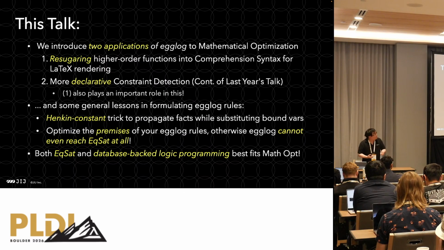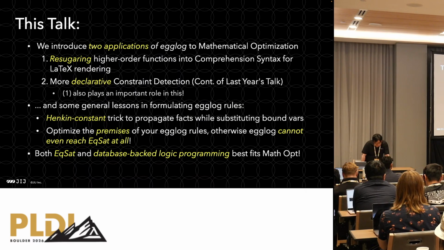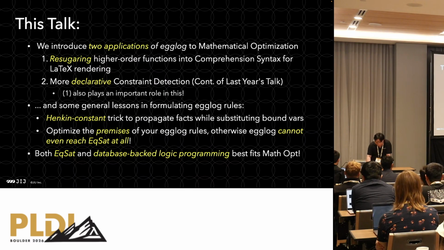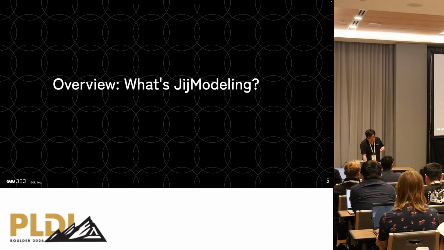Through these examples, I want to share two general lessons for writing Egglog rules. First, a Henkin constant-like trick is useful for propagating facts while substituting bound variables. And second, and most important, you must optimize or decompose the premises of Egglog rules. Otherwise, Egglog may not even reach equality saturation. Overall, equality saturation and database-backed logic programming fit mathematical optimization surprisingly well. Okay, here is the overview of this talk, and first we start with the overview.